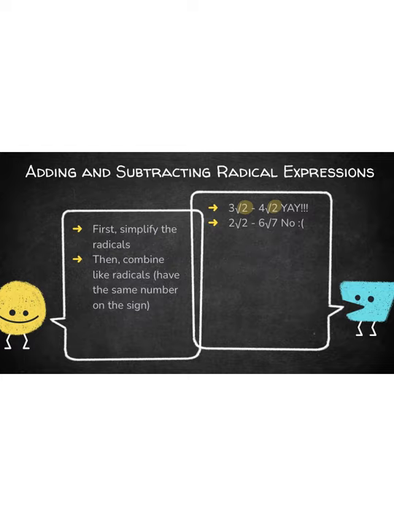The next one going down, and I'm going to do that in red, we have a square root of 2 and a square root of 7. Those are not the same, so we can't do anything with that 2 and that 6 out front because they're not the same. They cannot be combined.